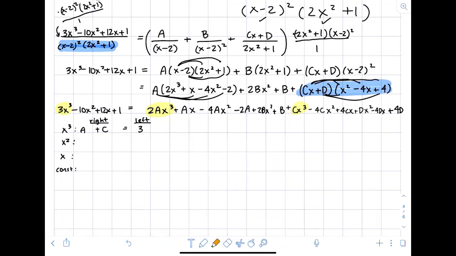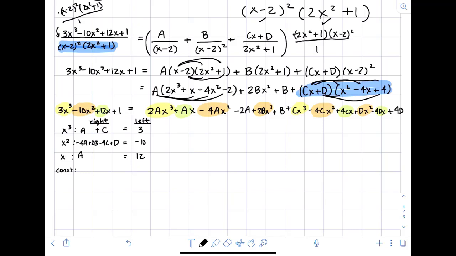And then next we have our x squared. It looks like there's negative 10 on the left, negative 4a plus 2b, negative 4c plus d. So we have negative 10. We have negative 4a plus 2b minus 4c plus d. And then for our x term, there's positive 12 on the left, positive a, positive 4c, negative 4d. So we have 12. There's a plus 4c minus 4d.